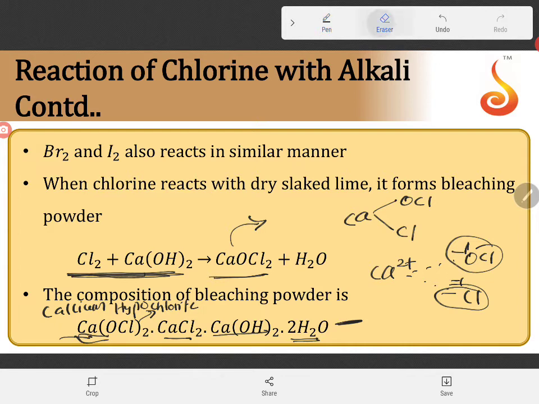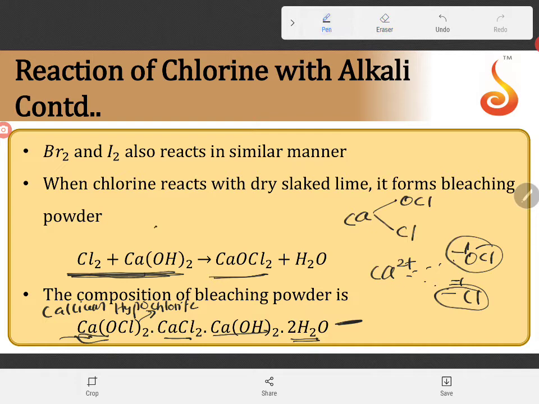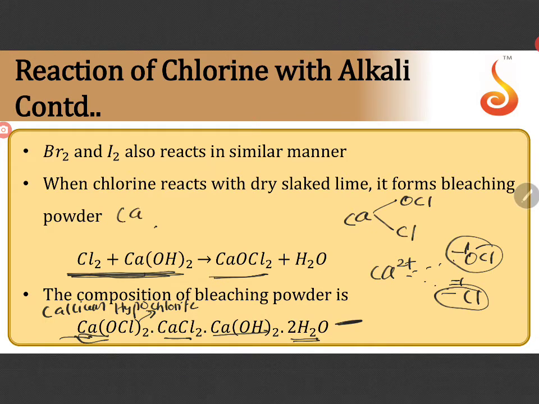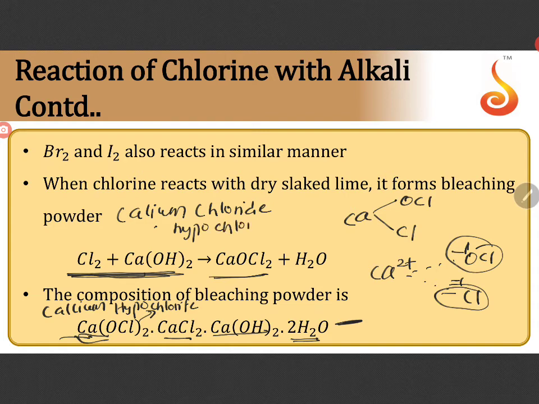Chemically, bleaching powder is also known as calcium chloride hypochlorite. This is called the structure of bleaching powder. It's very, very, very important.